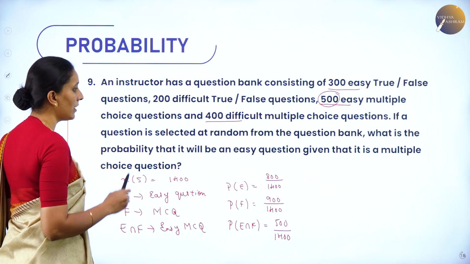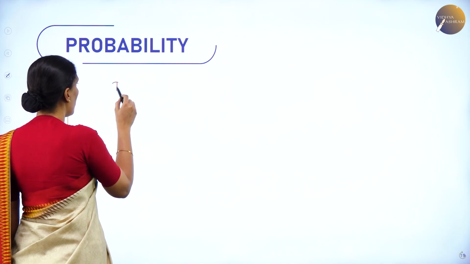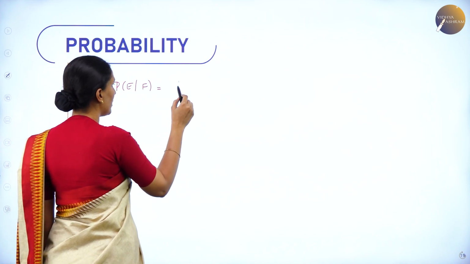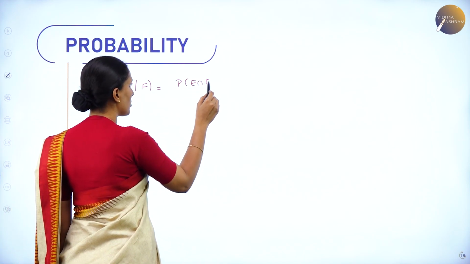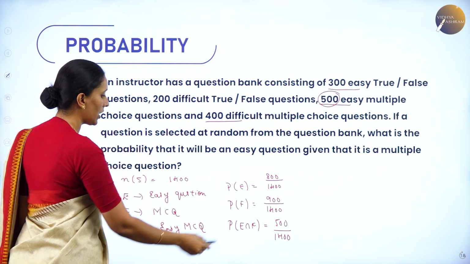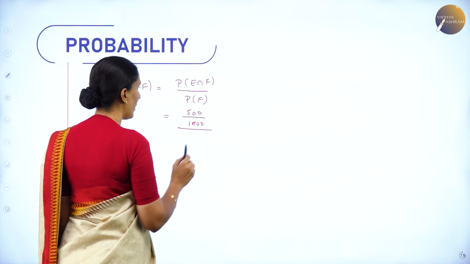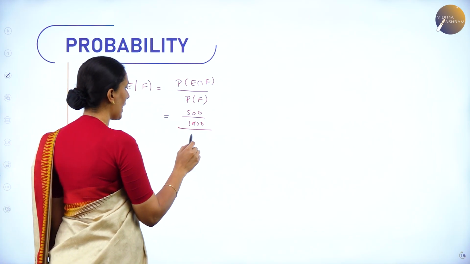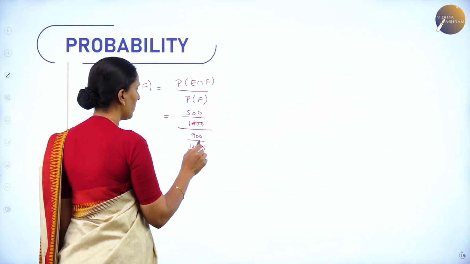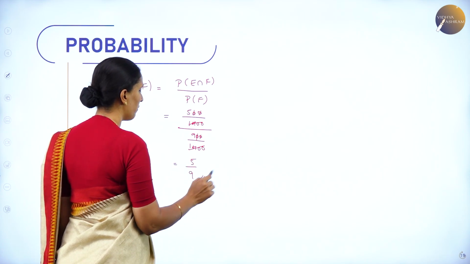Now I need to calculate the probability of an easy question given that it is a multiple choice question. So therefore, probability of E given it is a multiple choice question, that is given F, is probability of E intersection F divided by probability of F. So E intersection F, we got it as 500 by 1400 whole divided by probability of F as 900 divided by 1400. So we can cancel the denominator, cancelling zeros. The value of the probability is equal to 5 by 9.